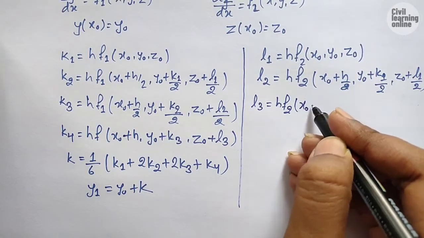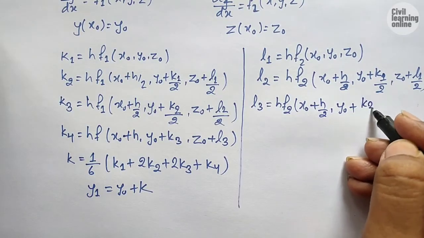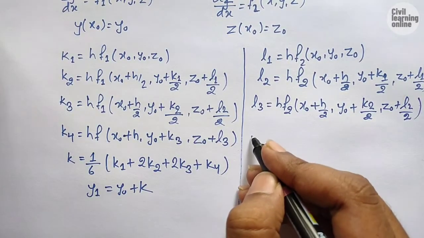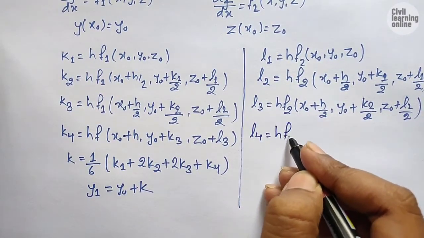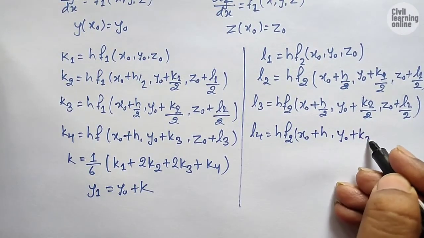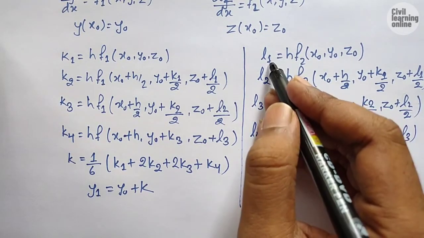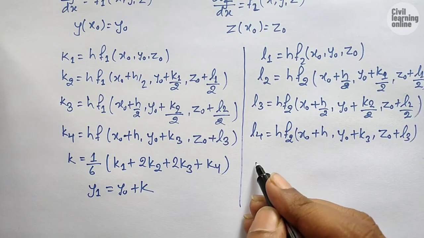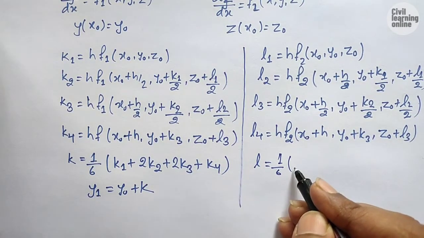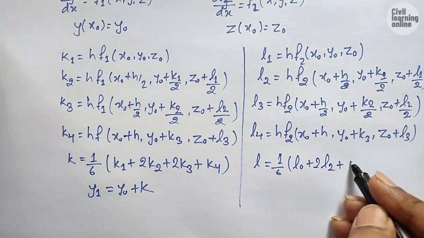Similarly, we will have l3 equals h f2 of (x naught plus h by 2, y naught plus k2 by 2, z naught plus l2 by 2). Similarly, l4 equals h f2 of (x naught plus h, y naught plus k3, z naught plus l3). After calculating l1, l2, l3, l4, we need to calculate the small l. So small l will be 1 by 6 times (l1 plus 2l2 plus 2l3 plus l4).